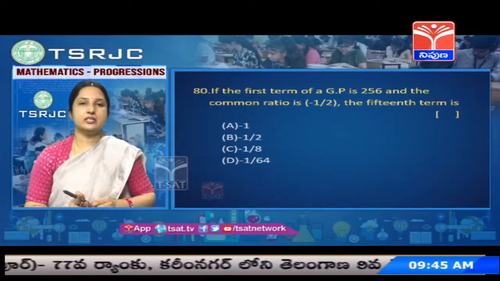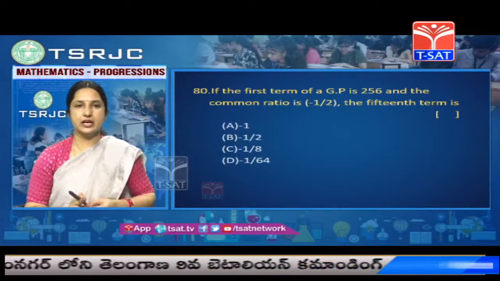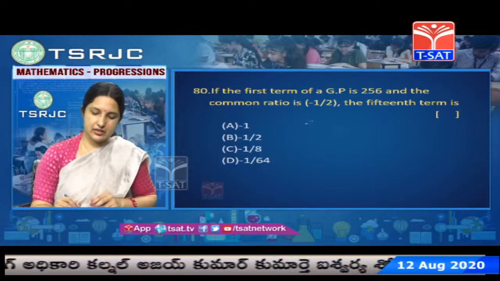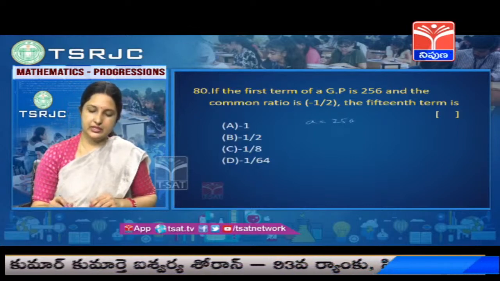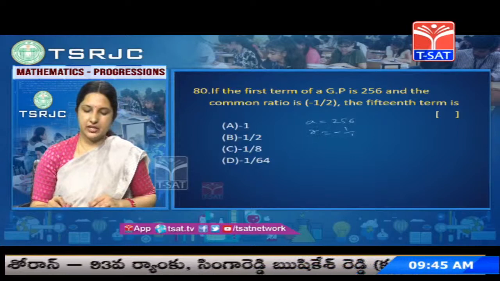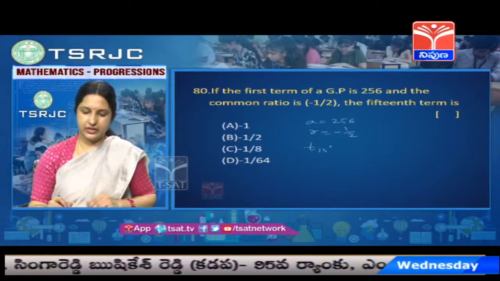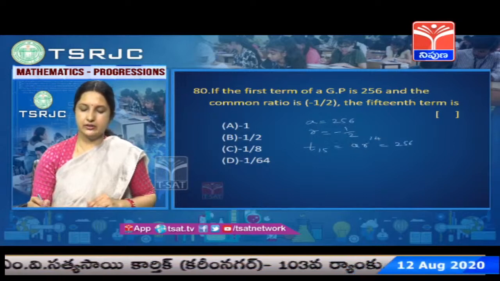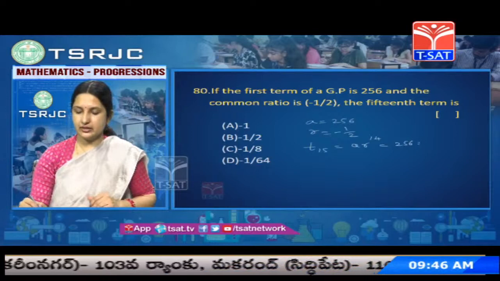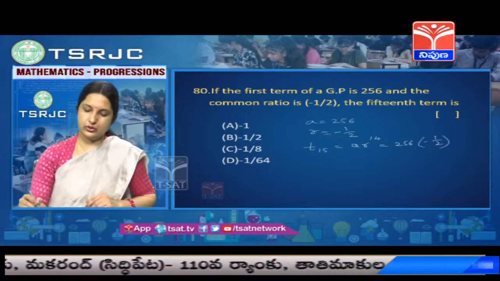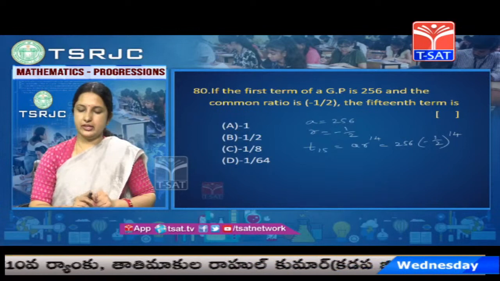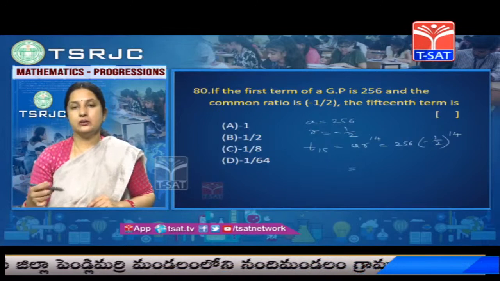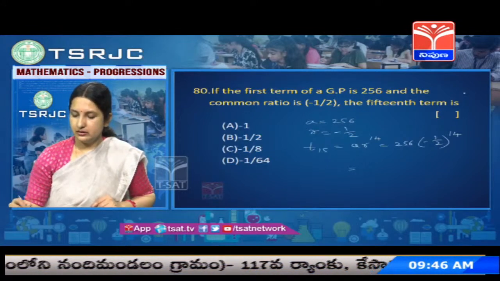Next question number 80. If the first term of a GP is 256 and the common ratio is minus 1 by 2, then the 15th term is? A equals to 256, it is given. R is given as minus 1 by 2. Then T15 equals to A into R to the power of 14. A is what? 256 and R is what? Minus 1 by 2 whole to the power of 14. So 256 can be written as how many power?